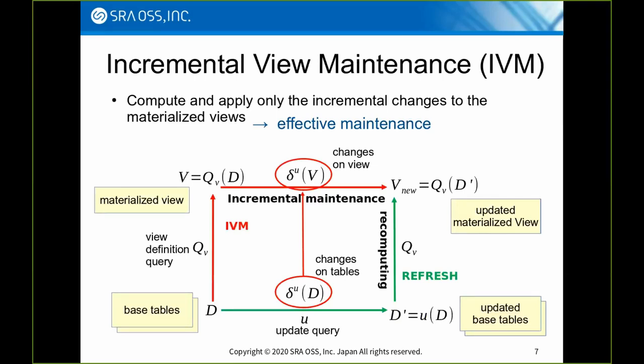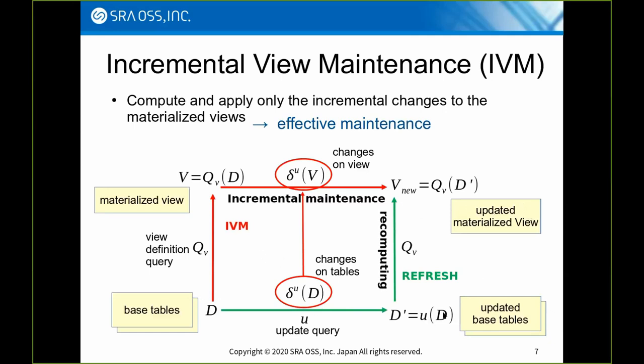Incremental view maintenance, IVM, is another technique for view maintenance. This computes and applies only the incremental changes to the materialized views. This figure shows IVM formally. From database tables' contents and the view definition, we can compute the contents of the materialized view. After the base table is updated, we get the new base table. Using this and the query, we can get the updated materialized view.